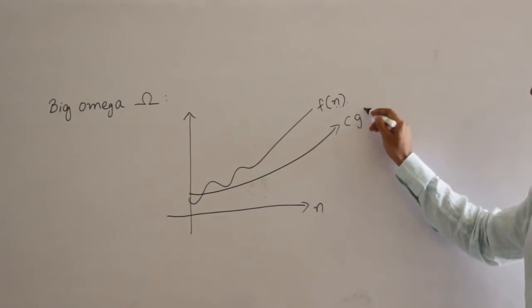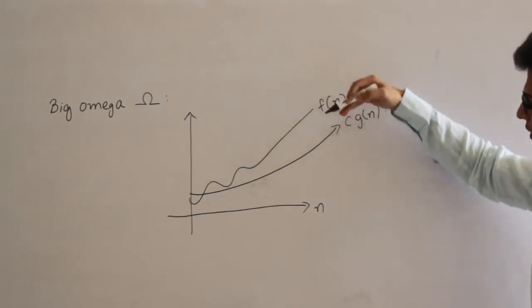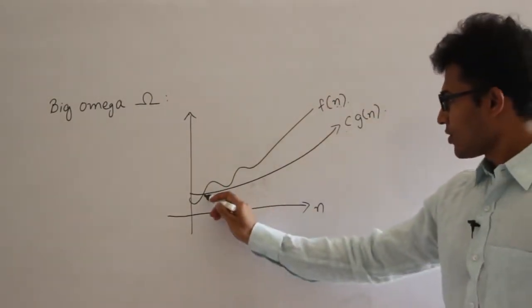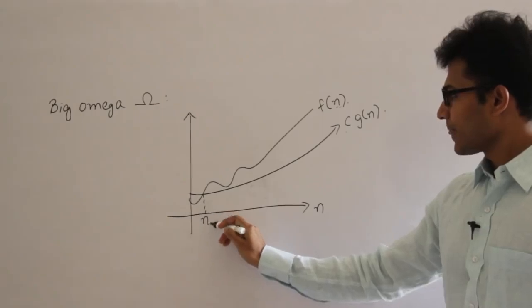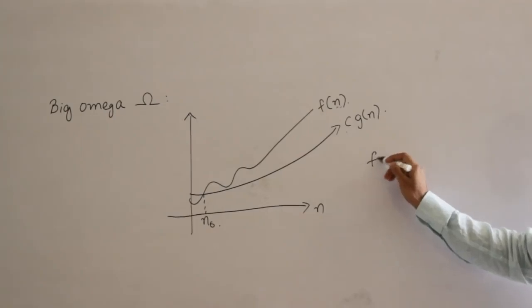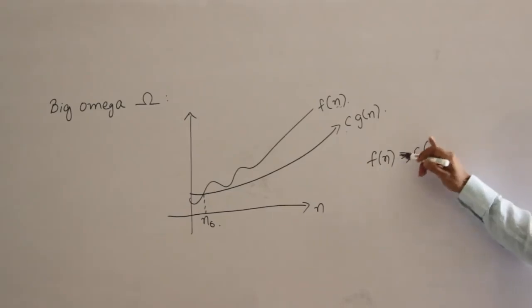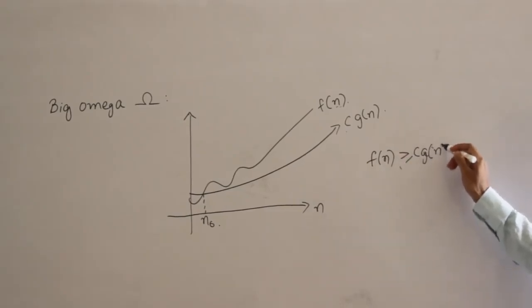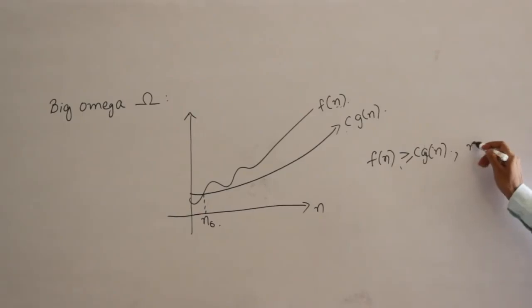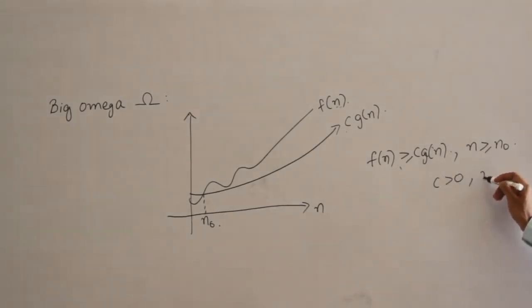let us say this is c into g of n, in such a way that c into g of n is less than f of n after some value of n, which is n naught, which means f of n is greater than or equal to c into g of n after some value of n greater than or equal to n naught, where c is a constant greater than 0 and n naught is some input which has to be greater than or equal to 1.